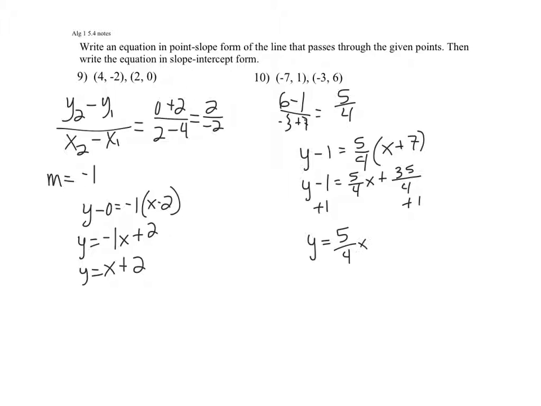5/4 x. Boy, sometimes my pen doesn't work. 5/4 x plus 35/4 plus 4/4, which is equal to 1. All right, so my final answer is going to be y is equal to 5/4 x plus 39/4. See, I told you guys could handle that.